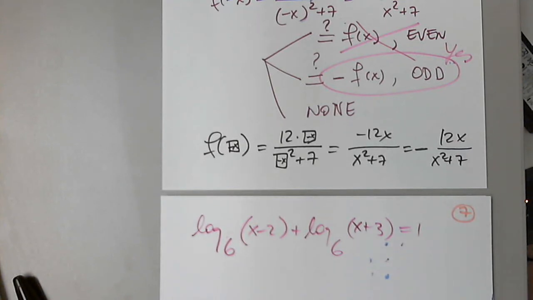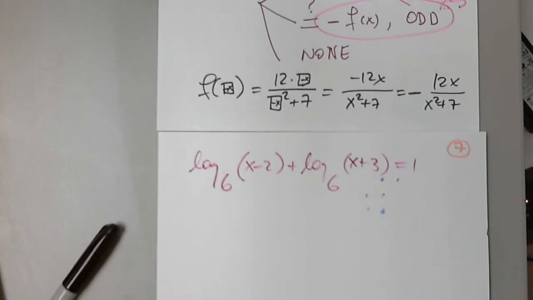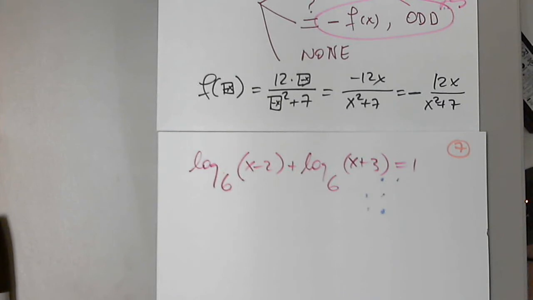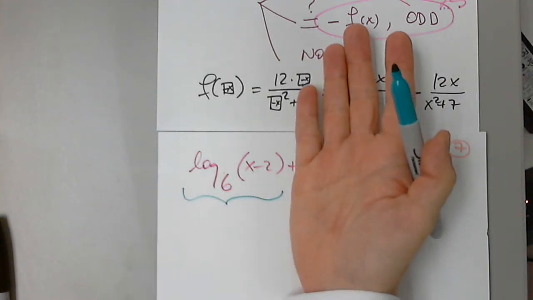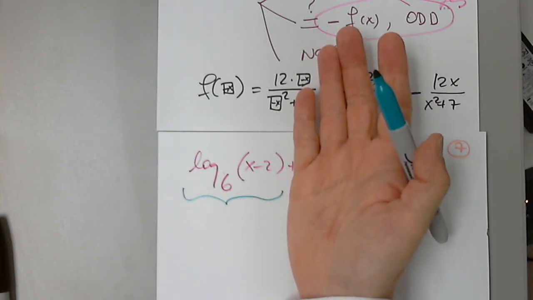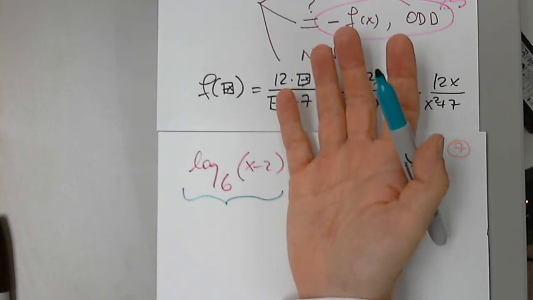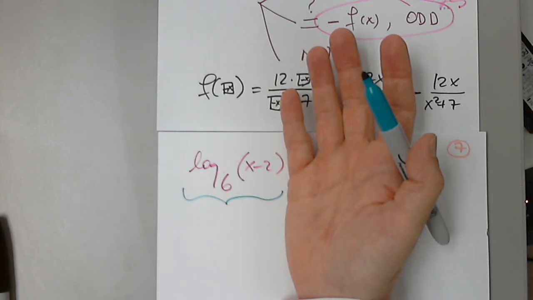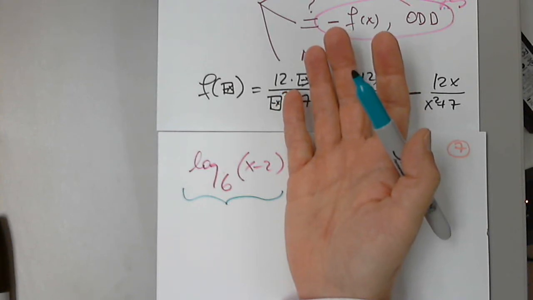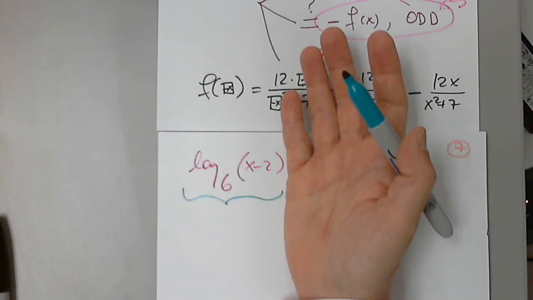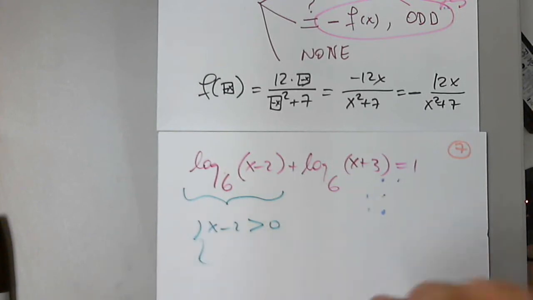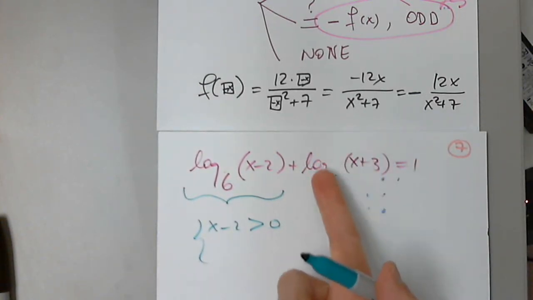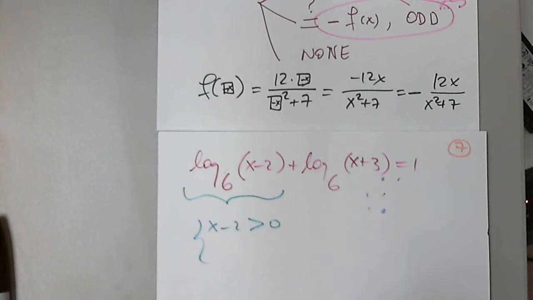How do we solve a log equation? First of all, we have to state restrictions. For this log, what is the restriction we have to write? What type of numbers can we apply log to? Positive. Very good. x minus 2 must be positive. What about this? The condition for this to exist. What do we apply log to?